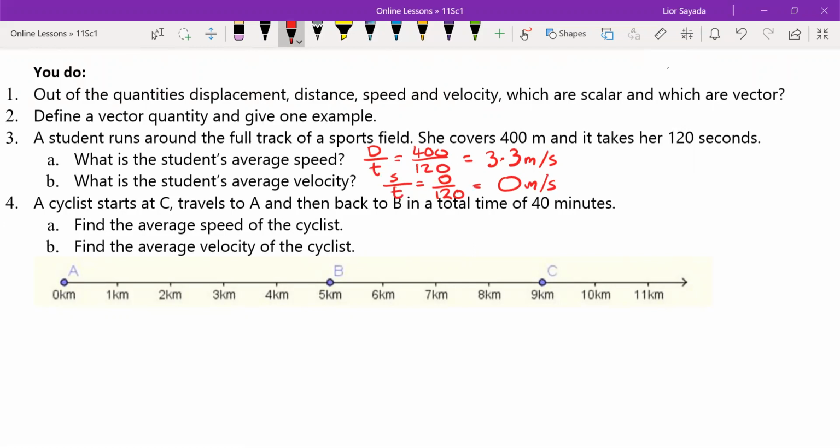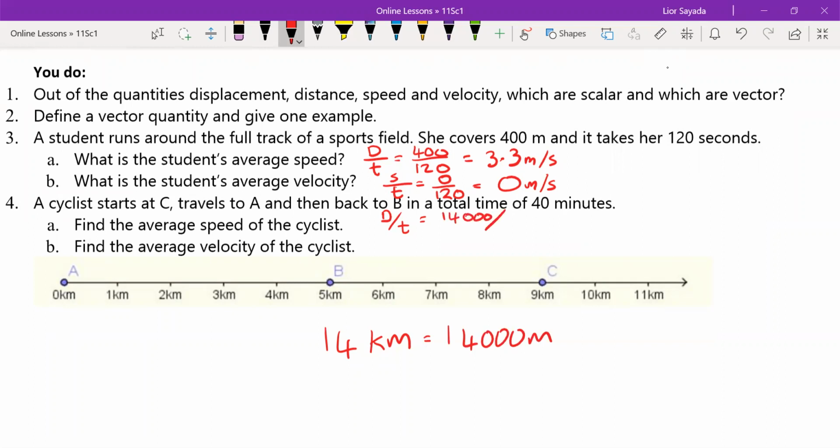Finally, question 4. So for average speed, we're going to do distance over time. Now, if they started at C, went to A, and then back to B, they will have traveled 9 kilometers from C to A, and then from A to B, another 5 kilometers. 9 plus 5 is 14 kilometers. What is 14 kilometers in meters? Say your answer to the video now. 14 kilometers is 14,000 meters. So therefore the distance is 14,000 meters.